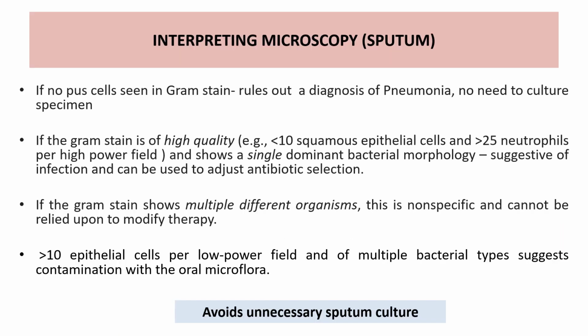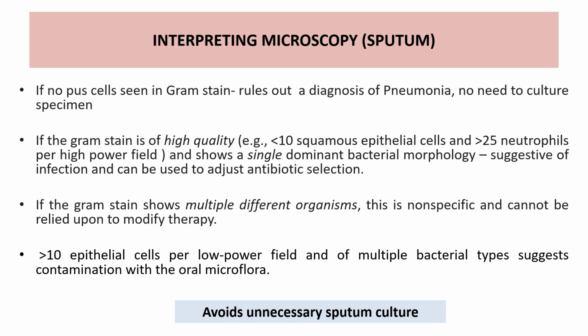How to interpret microscopy? If no pus cells are seen in a Gram stain, then it rules out the diagnosis of pneumonia. There is no need to culture the specimen. Avoid unnecessary sputum cultures. If the Gram stain is of high quality, wherein there are fewer than 10 epithelial cells per field or more than 25 neutrophils per field, and it shows a single dominant bacterial morphology, it is suggestive of infection, and then it can be used to adjust the antibiotic selection.